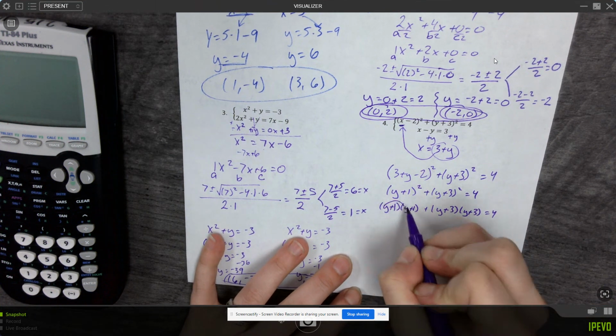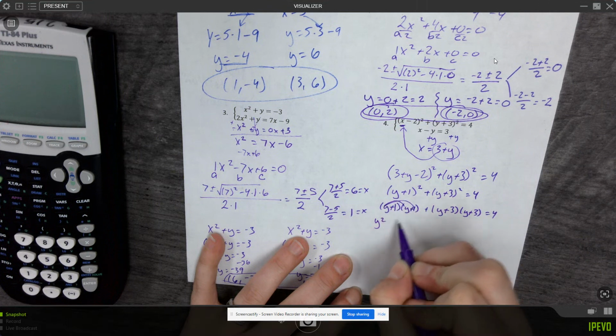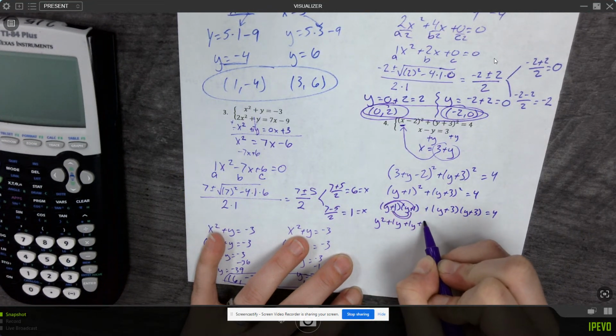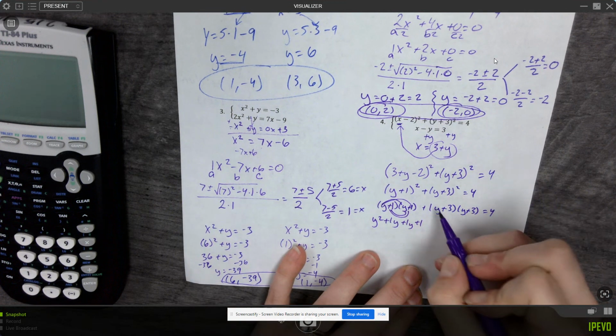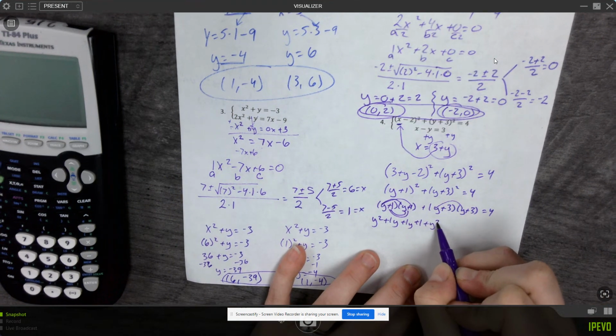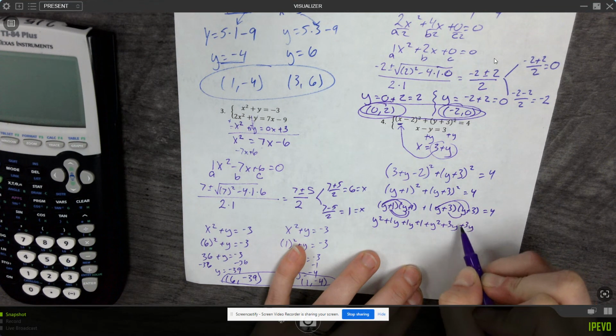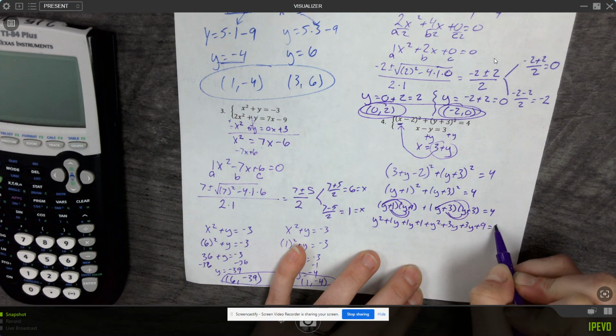Then you need to FOIL. y times y is y squared. y times 1 is 1y. 1 times y is 1y. 1 times 1 is 1. Then again, y times y is y squared. y times 3 is 3y. 3 times y is 3y. 3 times 3 is 9, equal to 4.